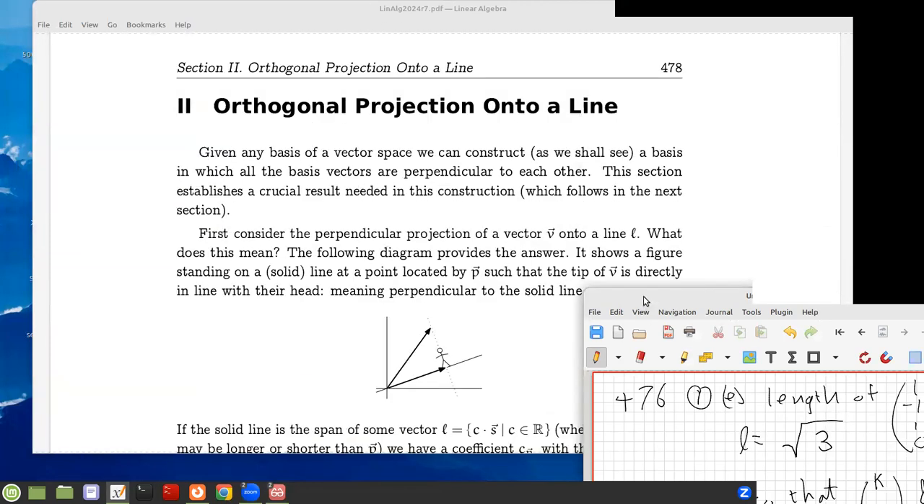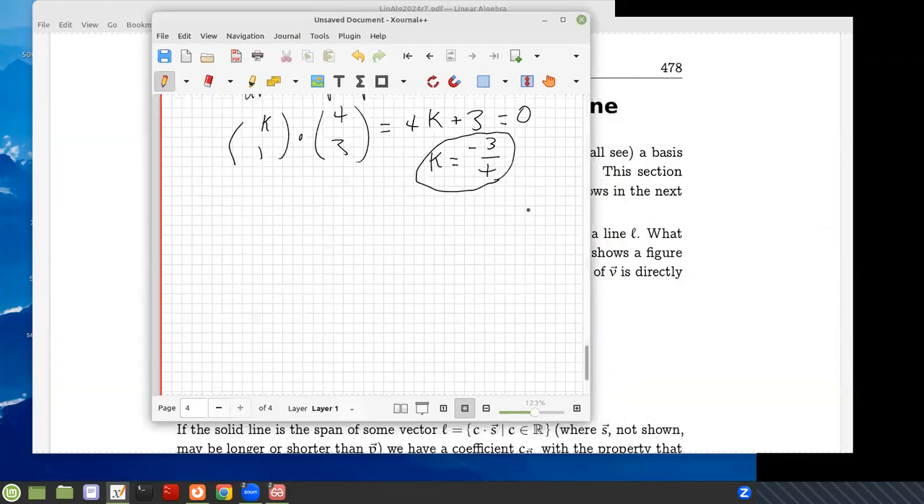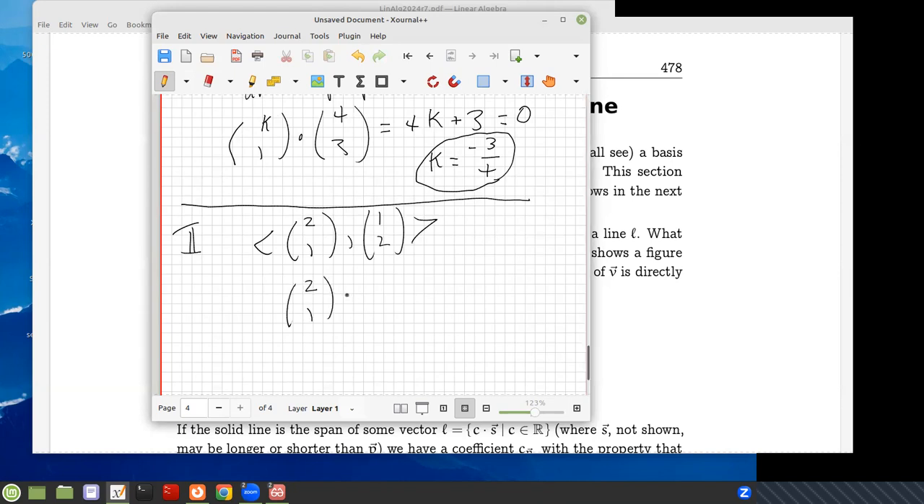Okay, so section 2 of this chapter is a prelude to section 3, which is our target section, which has the procedure for, given a basis, finding a basis of the same space where all the basis vectors are perpendicular. Like, for example, we know this is a basis of R2, right? But the dot product of these basis vectors equals 2 plus 2, which is not equal to 0, right? So these are not perpendicular. They're a basis, but they're not perpendicular. So basis vectors don't have to be perpendicular.